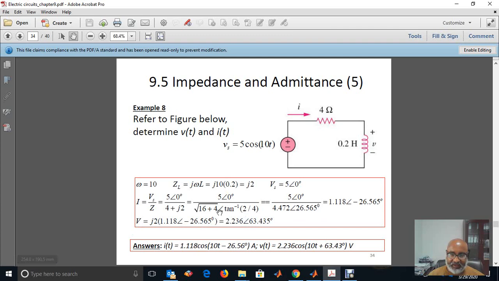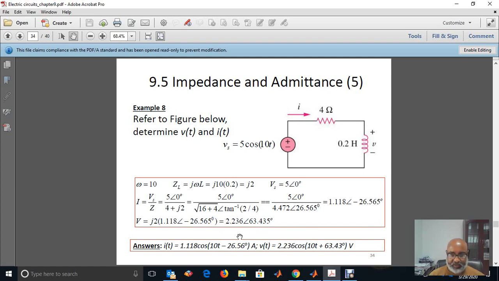So, if we find the current, what is the voltage across the inductor? The impedance times the current. So what's the impedance? J2 times the current is this one. Of course, what does J mean? Add 90 degrees, and it will become 63.45. This is the phasor form, and now we change it to time.